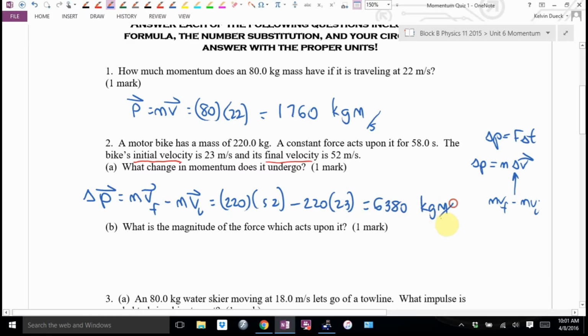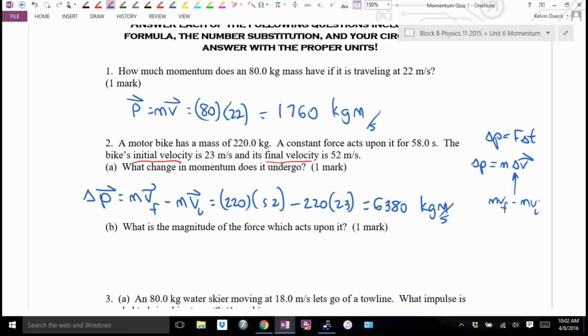Kilogram meters per second, or Newton seconds. I think, Isabella, you used the m delta v method. I think it was you that I was looking at. Someone went 52 minus 23 first, and then times that by 220. That's using this. You could do the final minus initial velocity first, and then multiplied by the mass. Totally fine.